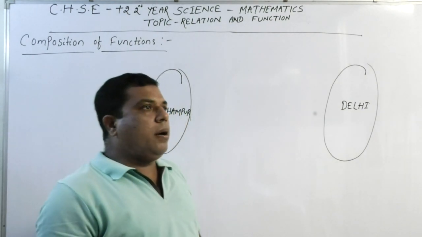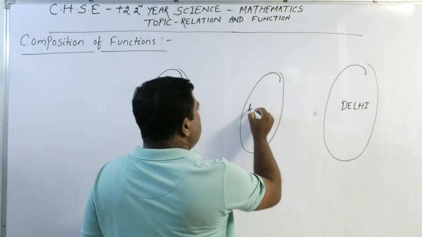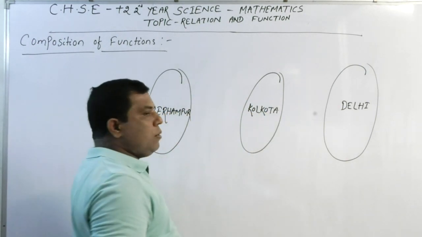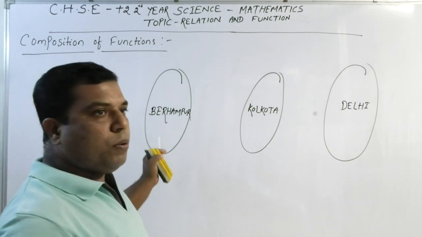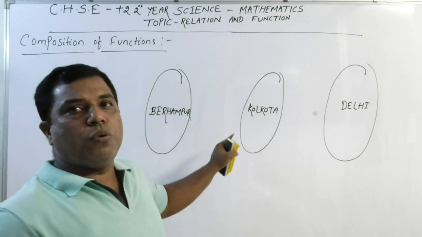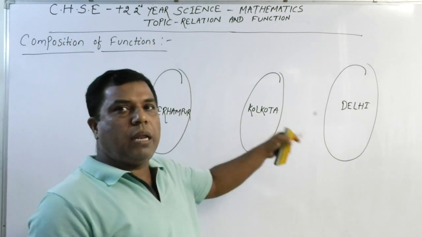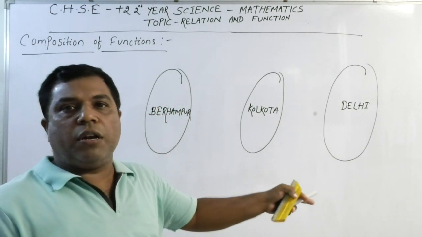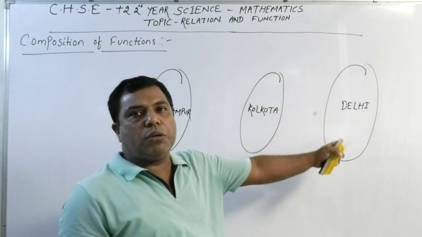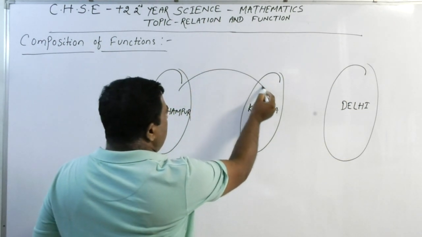So what do we do? We see that there is a train from Kolkata. So we have to travel from Berhampur to Kolkata and then Kolkata to Delhi. Unnecessarily we have to go to Kolkata. We are not interested, but since there is a train from Kolkata to Delhi, we have to cover our journey in two parts: one from Berhampur to Kolkata, and then Kolkata to Delhi. So indirectly we have to travel from here to here.